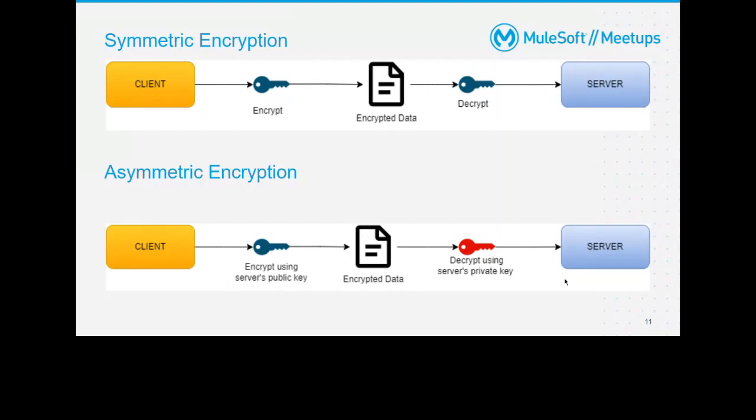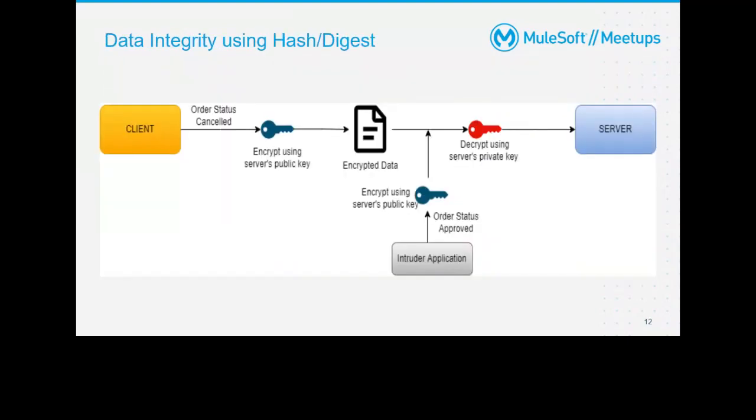Now, we'll see how data integrity is achieved using a hash or digest. Let's say the client sends a message like order status cancelled. First, we'll see data integrity. Data integrity is ensured using the digest or hash of the data, which is exchanged between the client and server. And what is this digest or hash? This digest or hash is created from the data that we wrote.